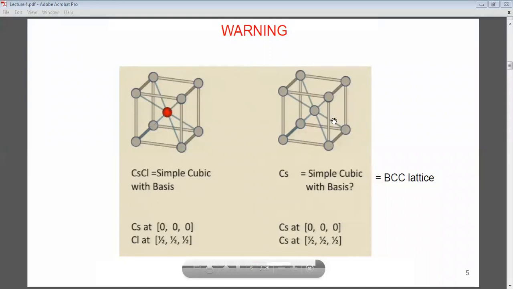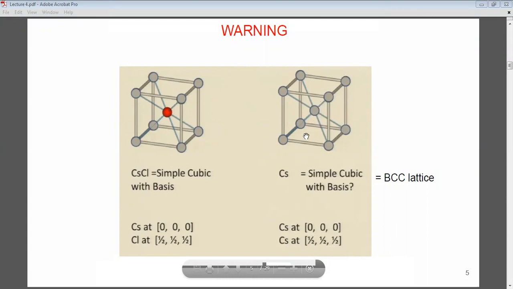On the other hand, pure cesium is a body-centered cubic lattice, where there is a cesium atom at all the points, even in the one in the center. We can also call it simple cubic with a basis, where the basis is cesium at 0, 0, 0, or cesium at half, half, half. So we can call it by 2 names.